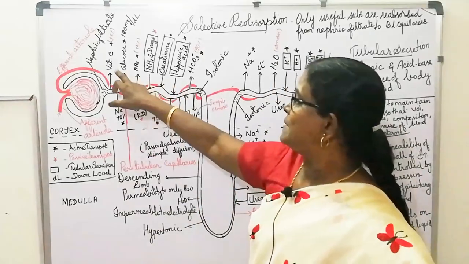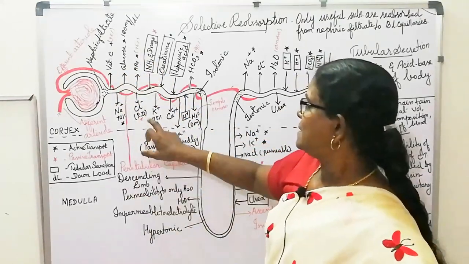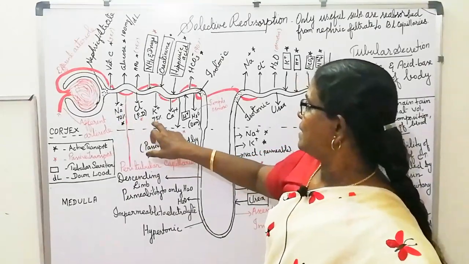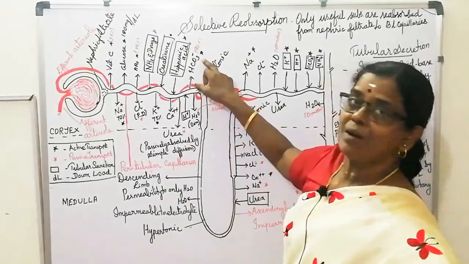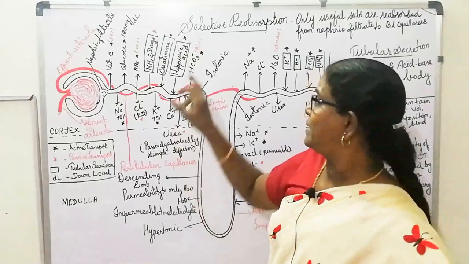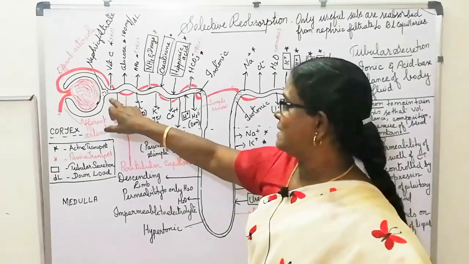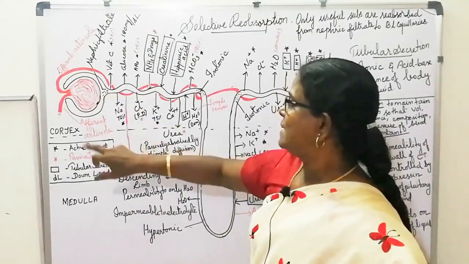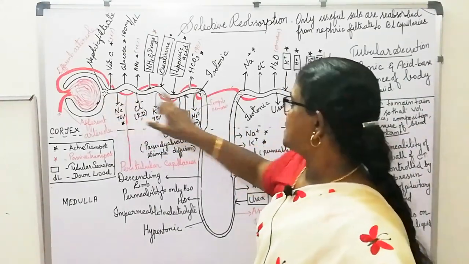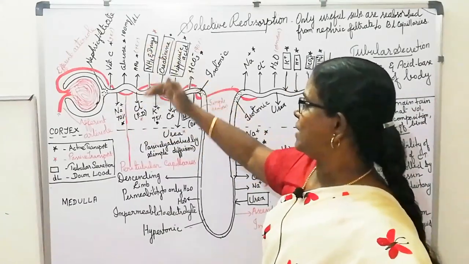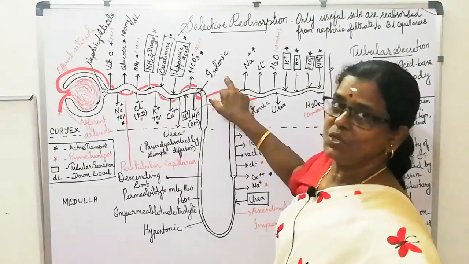75% of vitamin C is reabsorbed, 75% of amino acids, 70% of sodium, and 75% of potassium electrolytes are reabsorbed. Bicarbonate, the buffer solution, is also 90% reabsorbed. When the nephric filtrate moves from here to here, many substances and electrolytes are reabsorbed. So the filtrate becomes isotonic in condition.